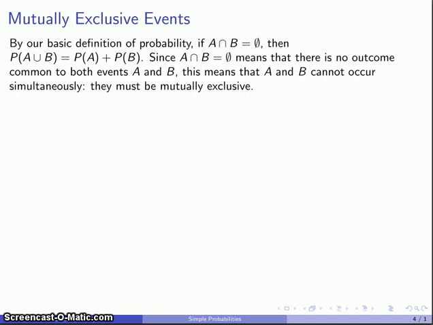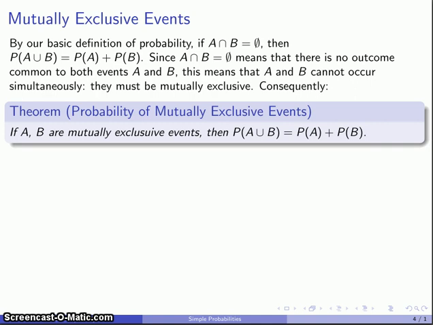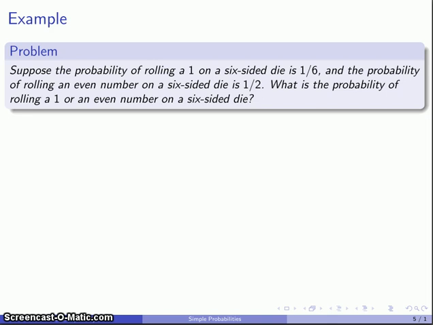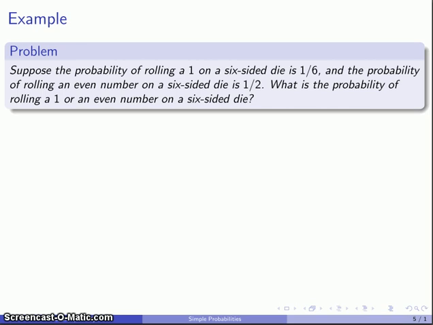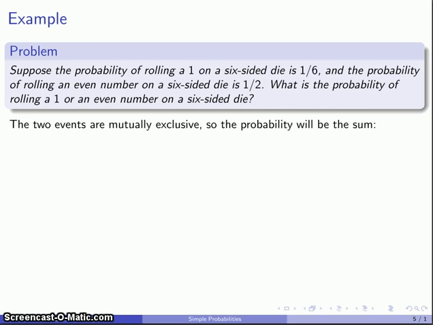And this gets us to an important theorem, which relates to the probability of mutually exclusive events. If I have two events that are mutually exclusive, then the probability of the union is equal to the sum of the two probabilities. For example, suppose, again, the probability of rolling a 1 is 1/6, and the probability of rolling an even number, suppose we know that's equal to 1/2. What's our probability of rolling a 1 or an even number on a six-sided die? Now, the two events are mutually exclusive, and so I can find the probability by adding the two together.